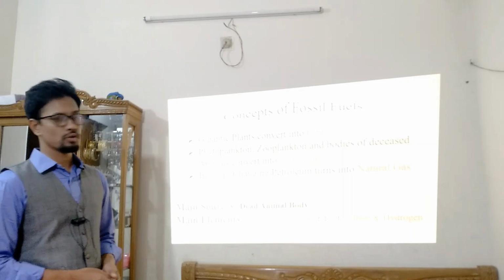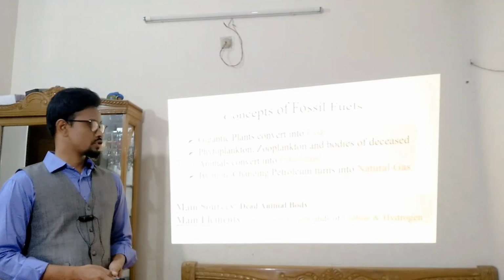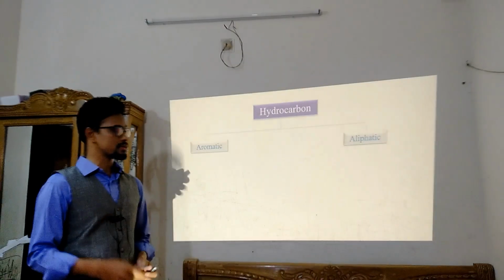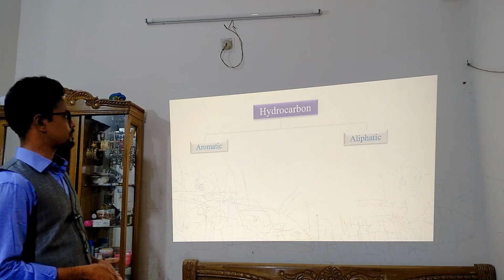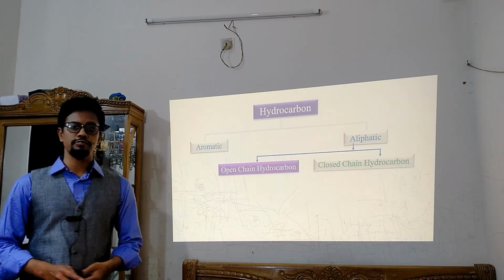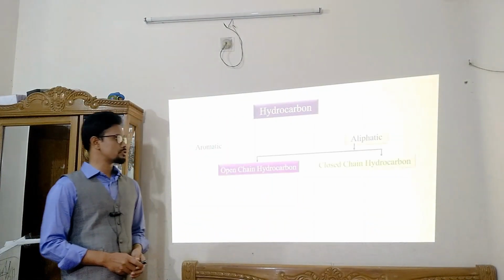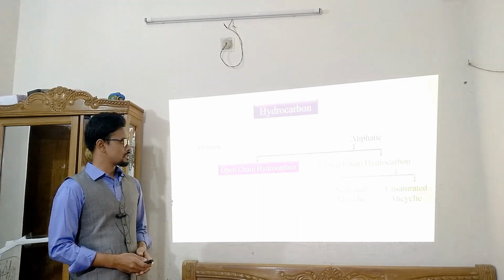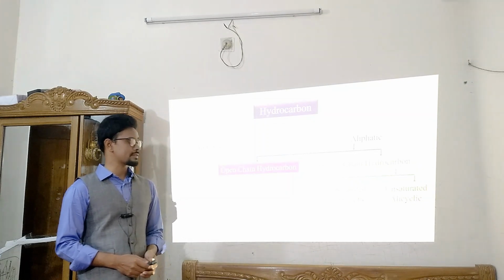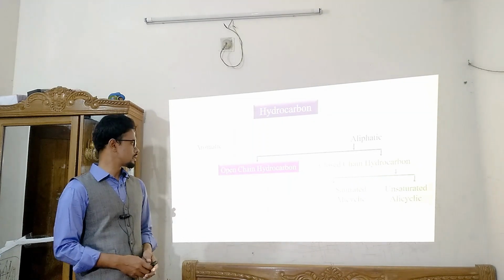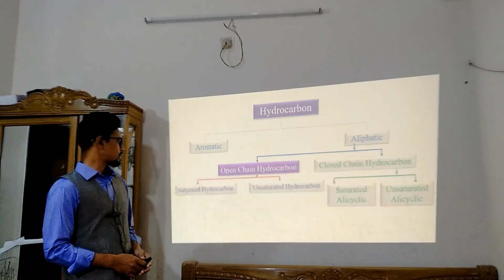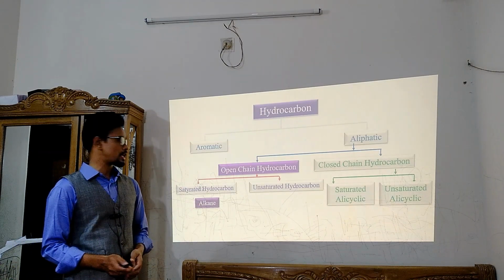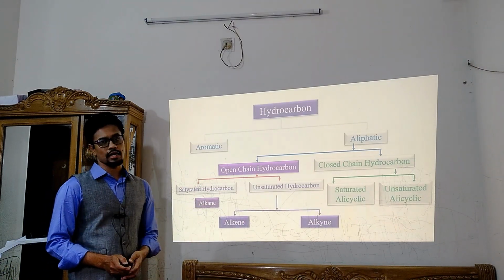Now I am going to teach you carbon and hydrogen compounds, like hydrocarbons. Hydrocarbons are of two types, as you will see: aromatic and aliphatic. Aliphatic hydrocarbons are again of two types: open chain hydrocarbons and closed chain hydrocarbons. Closed chain hydrocarbons are saturated alicyclic and unsaturated alicyclic. Open chain hydrocarbons are saturated hydrocarbons and unsaturated hydrocarbons. Saturated hydrocarbon is called alkane. Unsaturated hydrocarbons are of two types, alkene and alkyne.